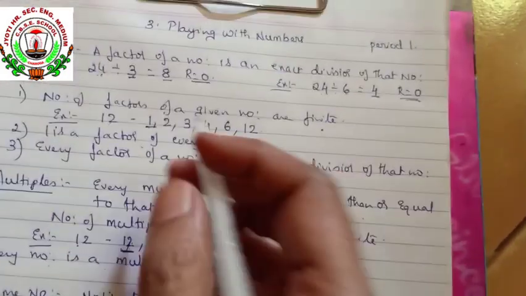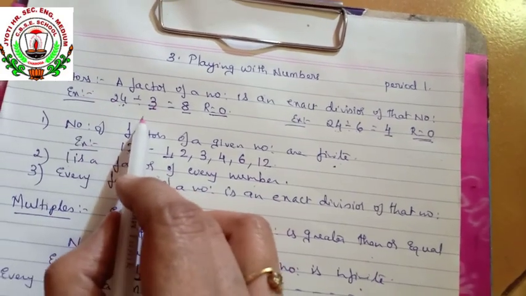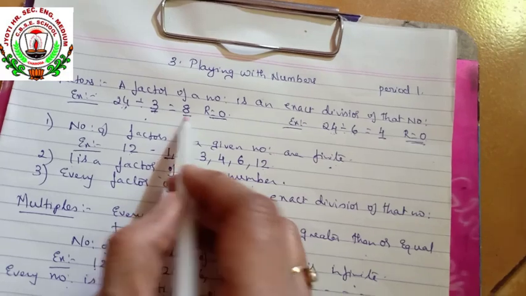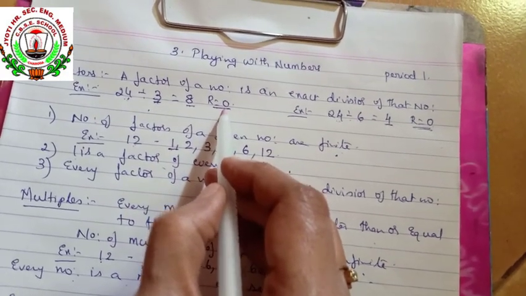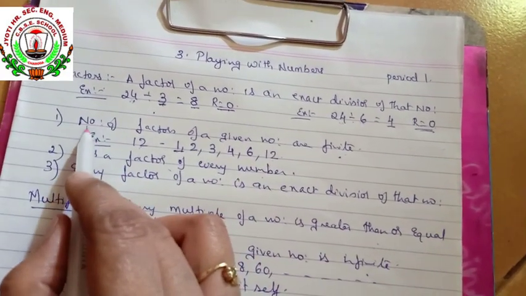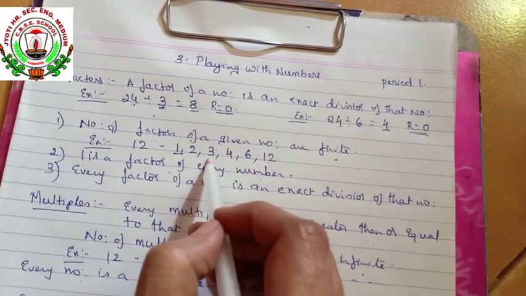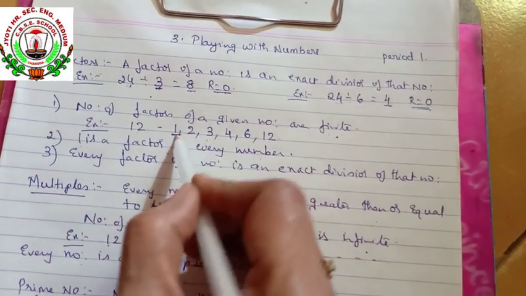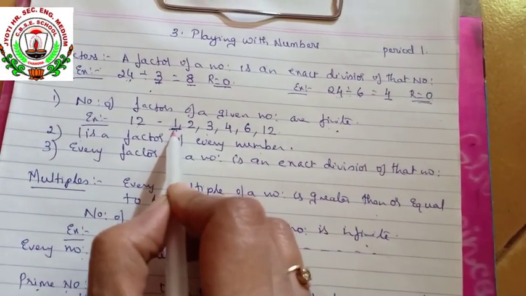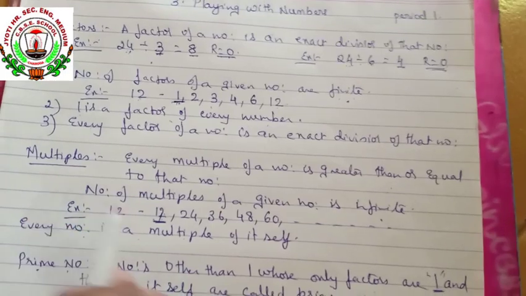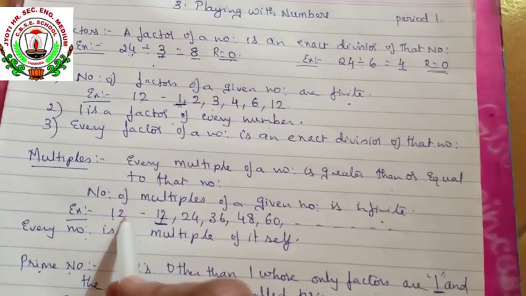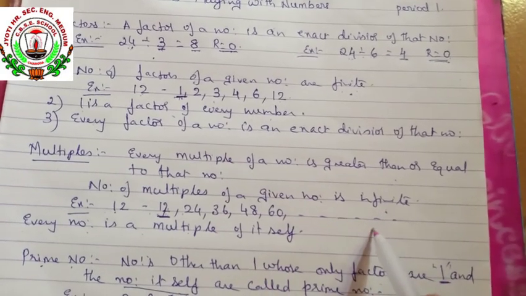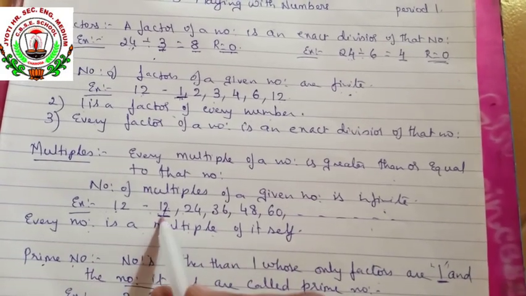Once again, let me repeat myself. Factors. A factor is a number that divides a number exactly without leaving a remainder. Next, properties of factors: the number of factors of a given number is finite. There is a limit. 1 is a factor of every number. And multiples. The multiples of any number will be infinite. It is endless.